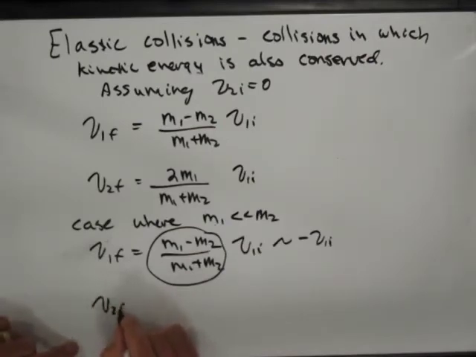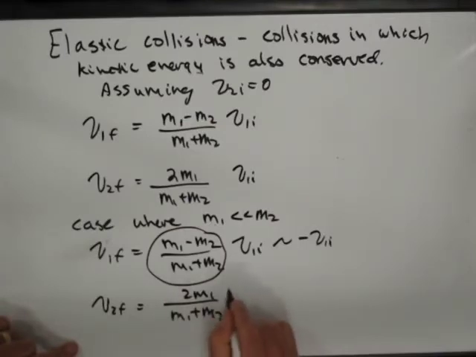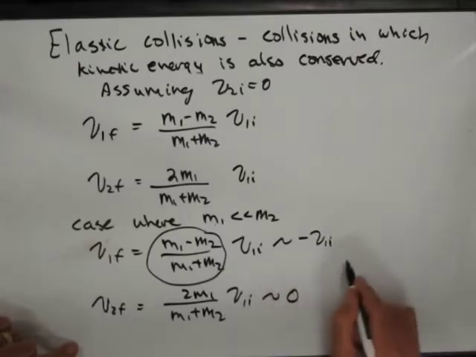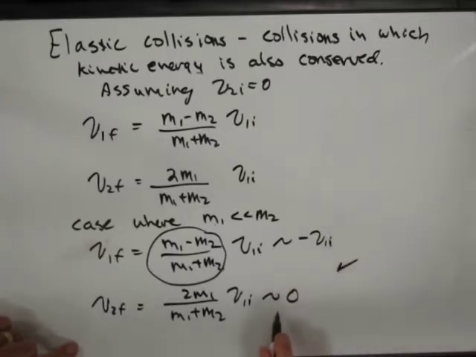Similarly, v2 final is equal to 2m1 over m1 plus m2 times v1 initial. But this is a tiny number compared to this guy. So this is like, instead of being 1, this is like 2 over 1,001. This is a tiny number multiplied by that initial velocity, so it's about 0. And so this is also what we expect to see.